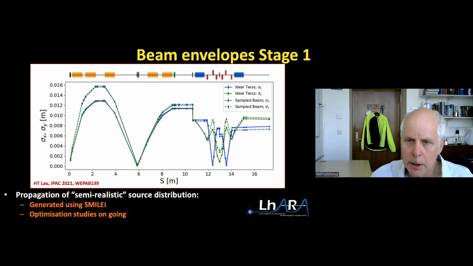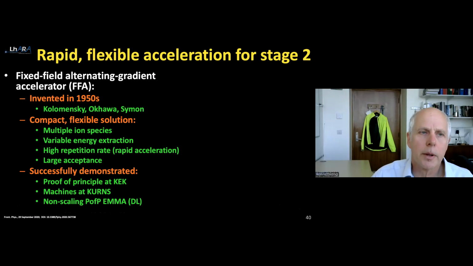Okay, so we're still working on the optimization of that. The key thing that we want to preserve is the time structure, so we're able to trigger the source, and we want to be able to preserve that triggerability throughout the accelerator chain. So we've chosen the fixed field alternating gradient accelerator technology.